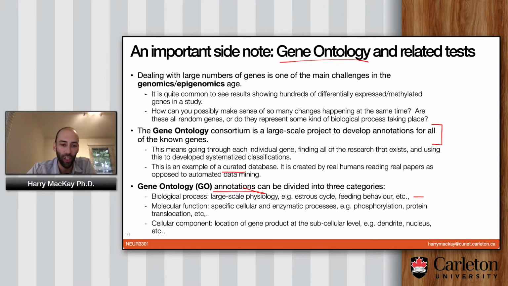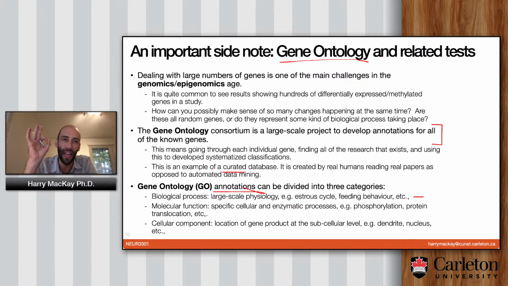You have biological process, which talks about large-scale physiology, things like the estrus cycle or feeding behavior. Those are the ones that I think we would tend to find most interesting in this course because they involve the kinds of things we talk about. There's also molecular function, which are cellular and enzymatic processes like phosphorylation or protein translocation and that type of thing. And then finally, there's also cell component, where the gene product is expressed at the cellular level. Is it in the dendrite? Is it in the nucleus?